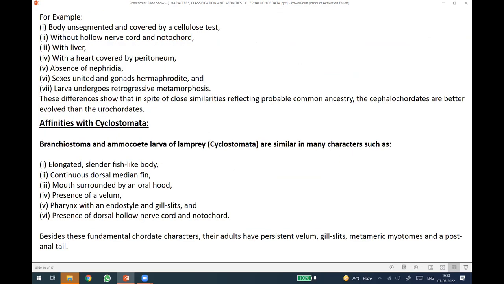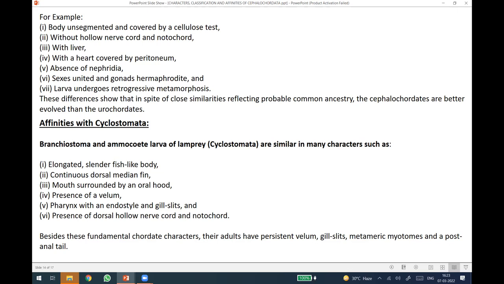The main objections are regarding the adult: the body unsegmented and covered by a cellulose test in urochordata, without hollow nerve cord and notochord, with liver, with a heart covered by peritoneum, absence of nephridia. These are the characters present in urochordata, but not at all in cephalochordata. Sexes united and gonads hermaphrodite. Larva undergoes retrogressive metamorphosis. These differences show that in spite of close similarities reflecting probable common ancestry, the cephalochordates are better evolved than urochordates, no doubt.